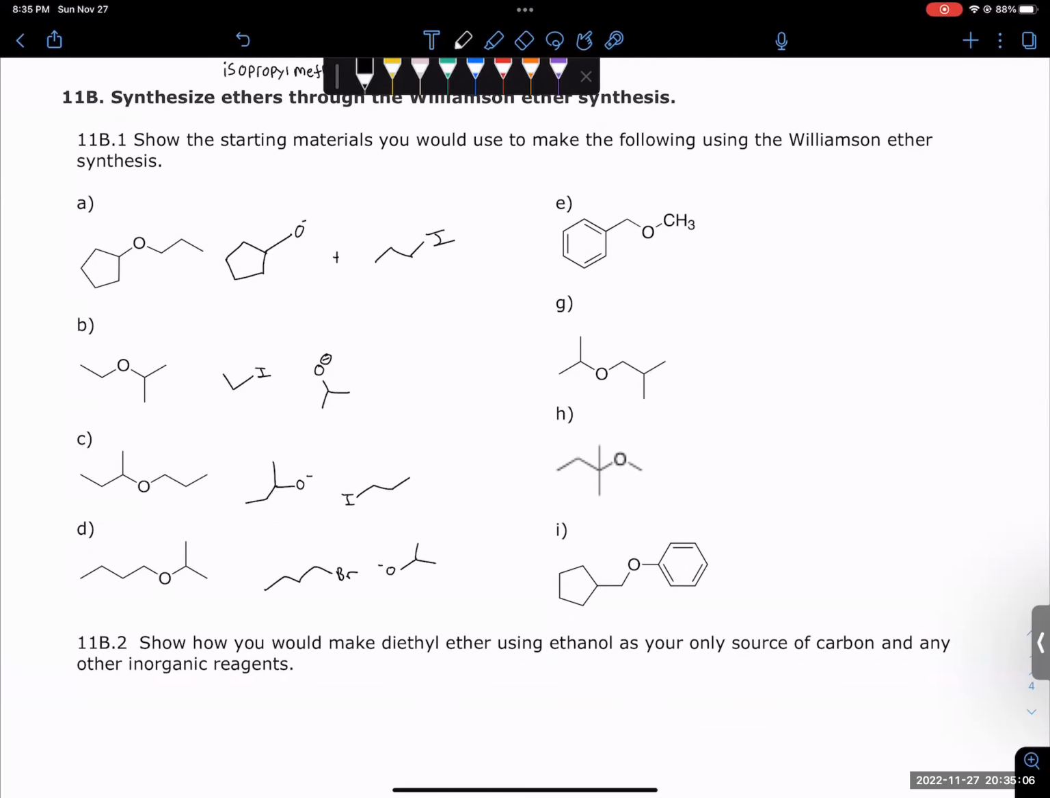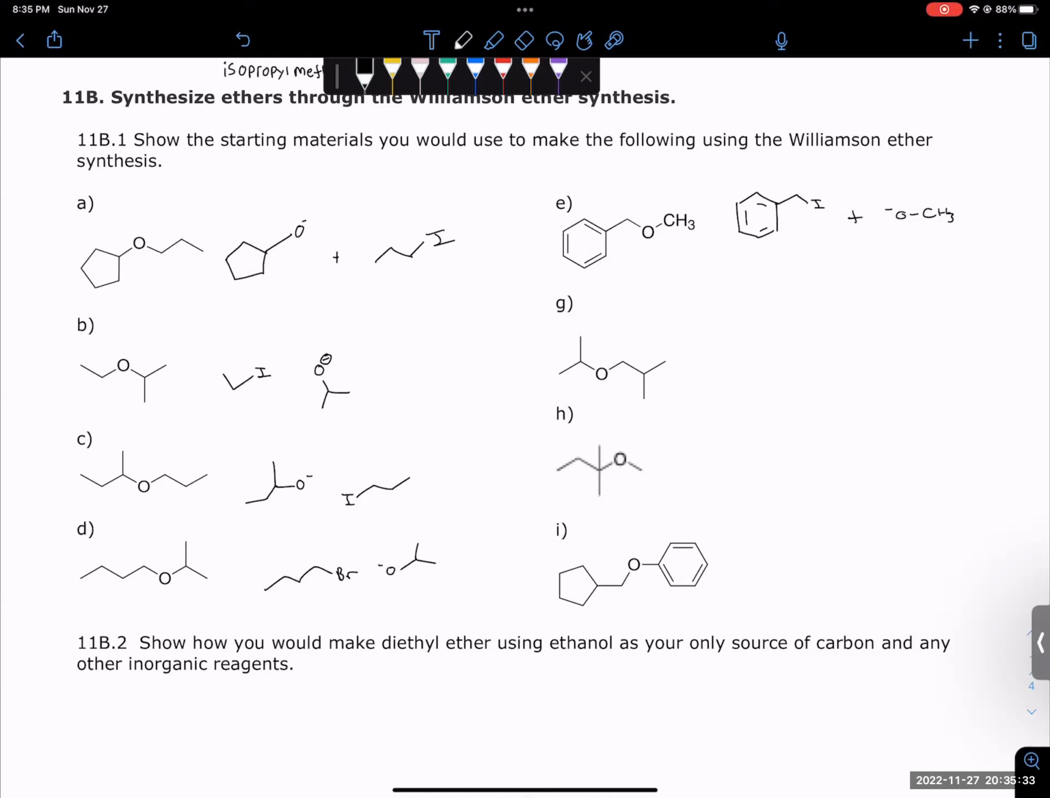For this one, you can go either way actually, since they would both be primary. So you could do it like this. Let's see. You can react that with methoxide, where you have CH3O minus. And then don't forget about our benzene.